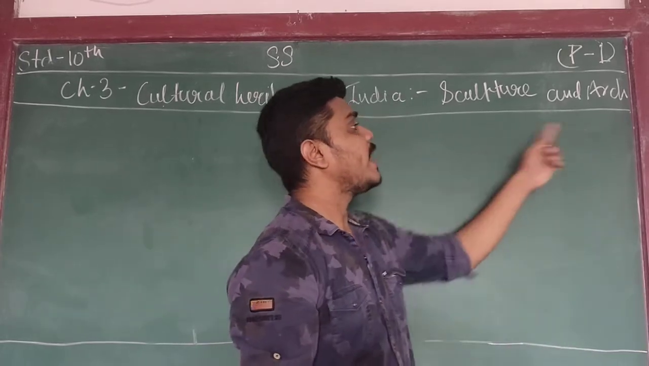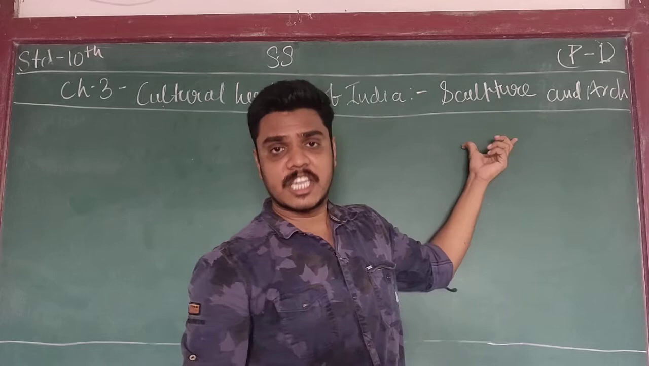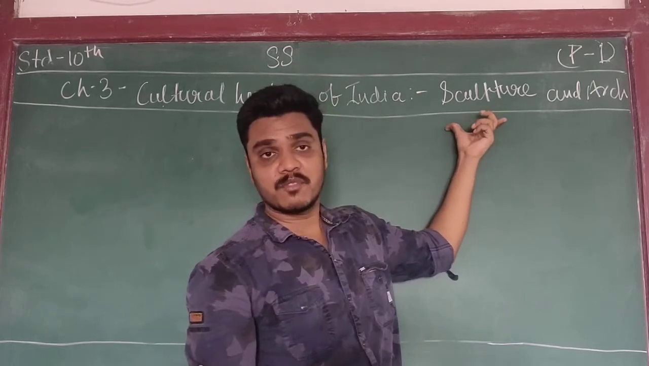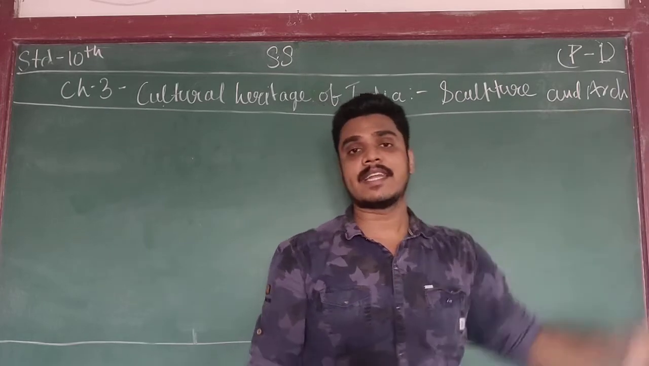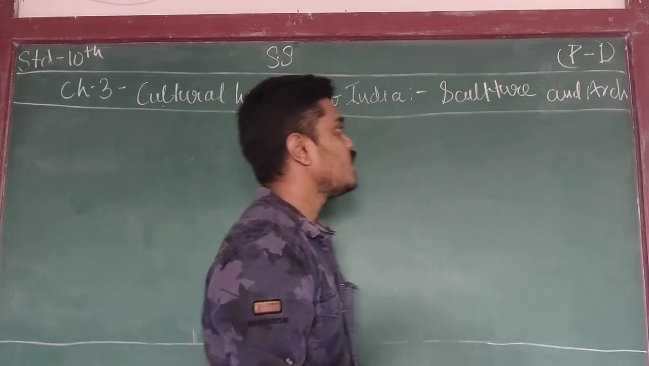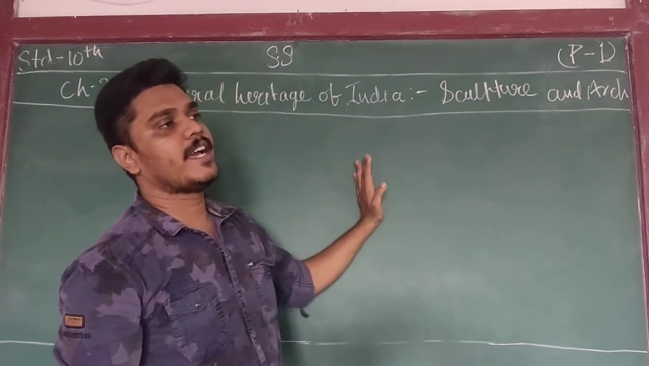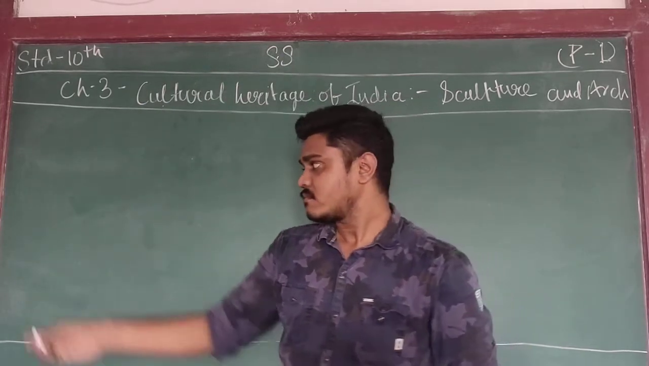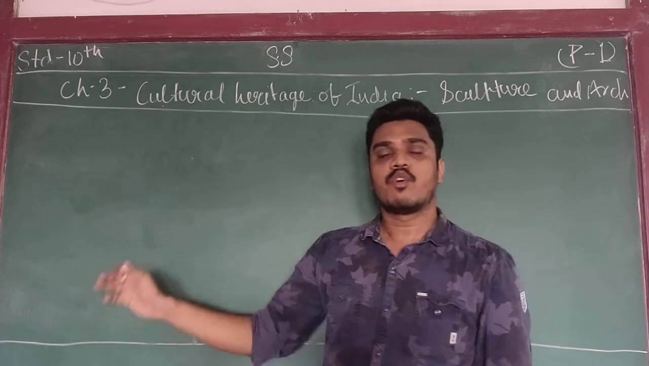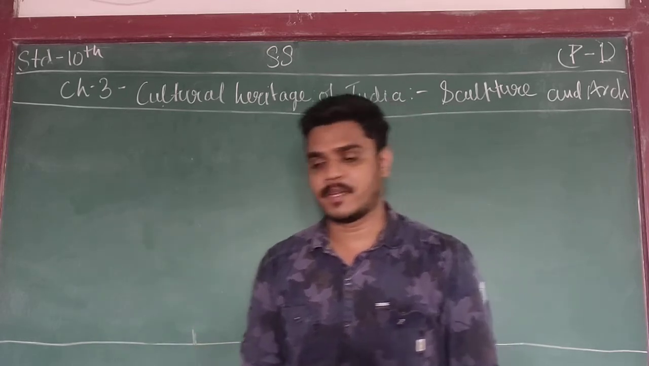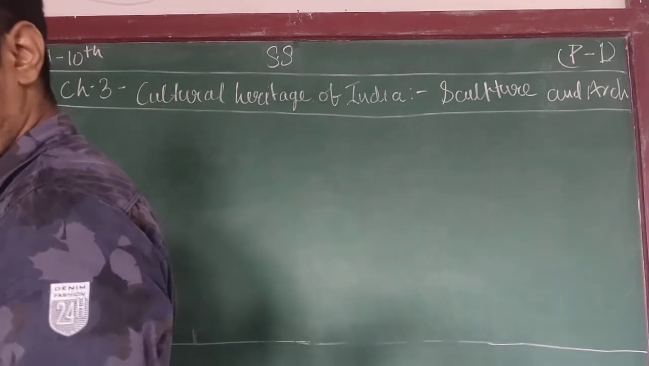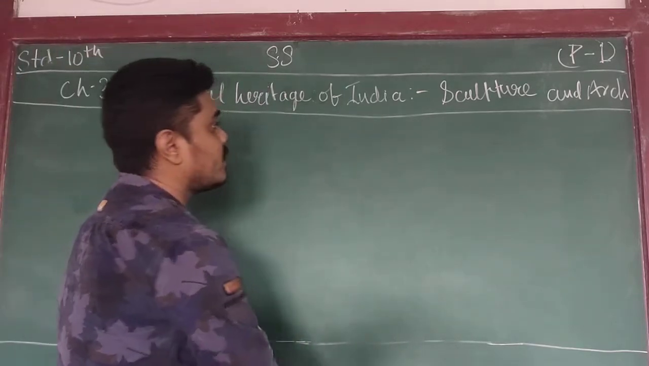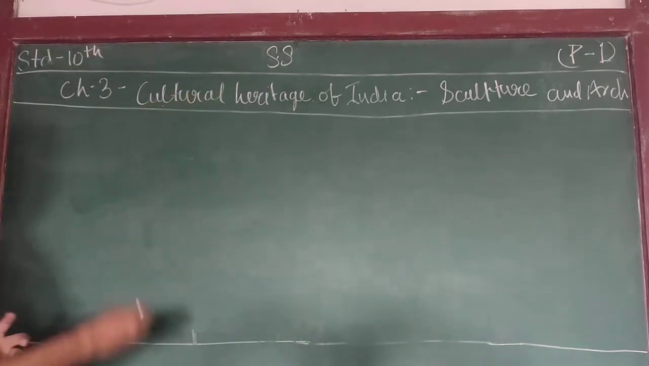So sculpture and architecture: all kinds of inscriptions, stone inscriptions, statues will come from sculpture, and we will discuss monuments in architecture. So in ancient India, which kinds of structures were created, manufactured? We will discuss in this portion. It is one of the important chapters for your exam purpose. Let's discuss sculpture and architecture.